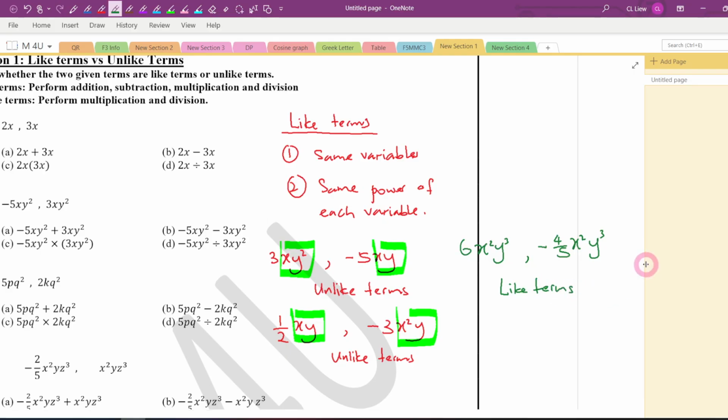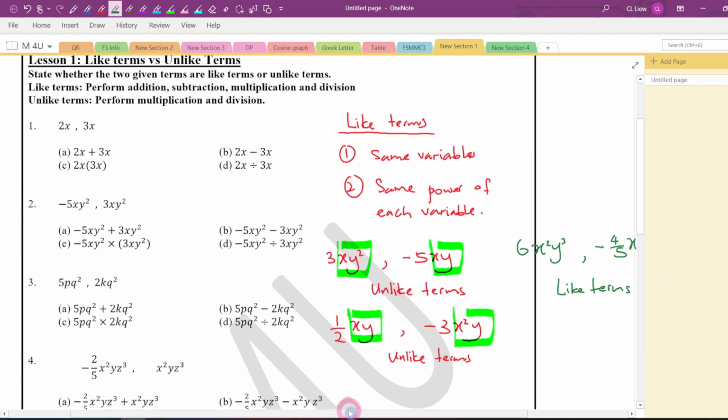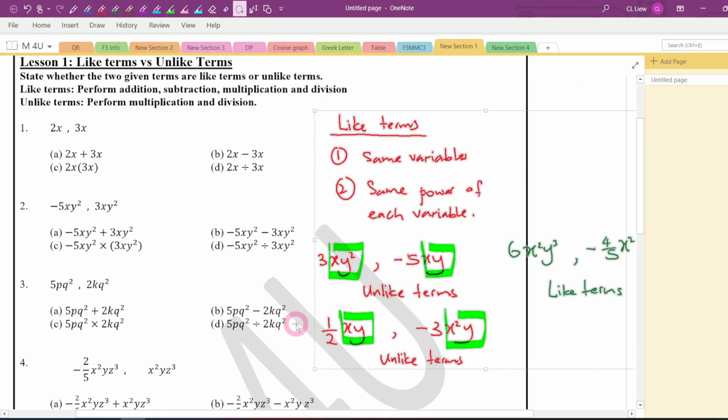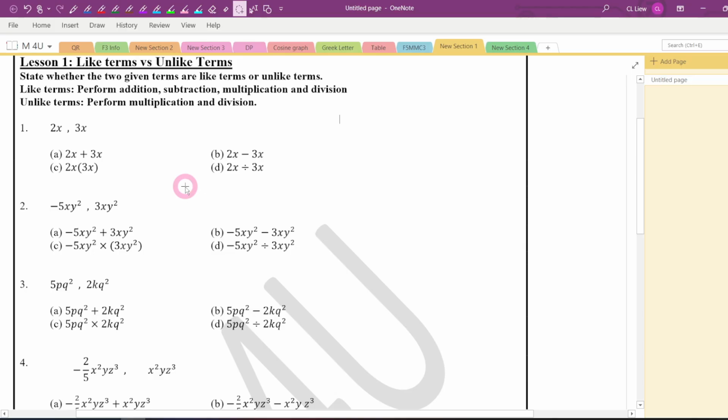Why is it so important to know whether the two given terms are like terms or unlike terms? Because only like terms we can perform addition or subtraction. For unlike terms, we cannot perform addition or subtraction. Now let's go through a few examples, a few questions, so that you understand better how we determine whether the two given algebraic terms are like terms or unlike terms, and how we perform addition, subtraction, multiplication, and division among algebraic terms. Now let's look at the first one, 2x and 3x.